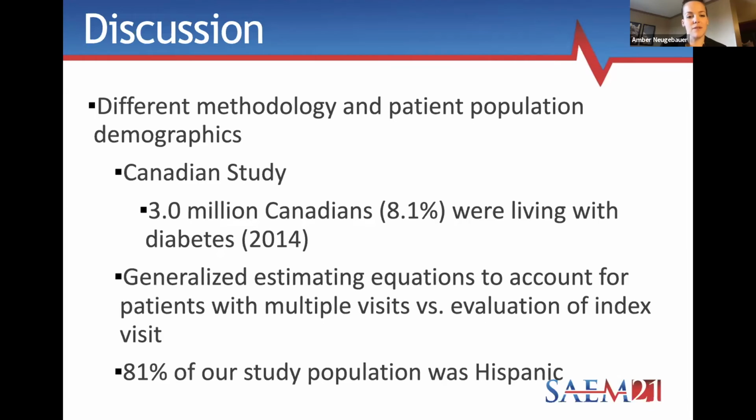This study also utilized the generalized estimating equation to account for patients with multiple visits, and they evaluated the risk factors that were identified in each subsequent visit rather than just the initial visit, in which our study evaluated the index visit. Also, it's important, 81% of our patient population was Hispanic.